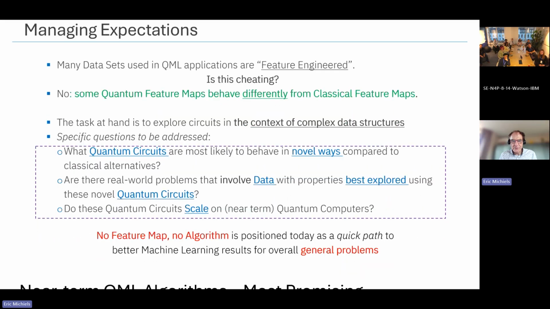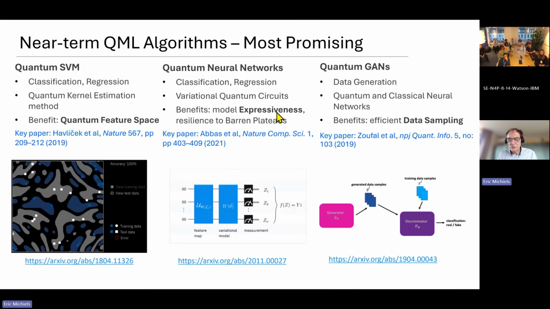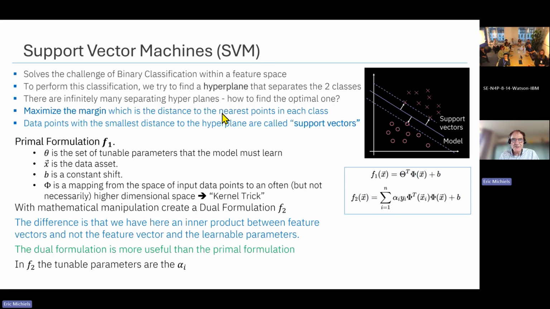Okay. Let me now go back to this, and then I go to my example. So, what do you find today in quantum machine learning as the most promising approaches? These are support vector machines for classification, quantum neural networks, and quantum generative adversarial networks. I will show you an example now on support vector machines. Before doing so, some small explanation.